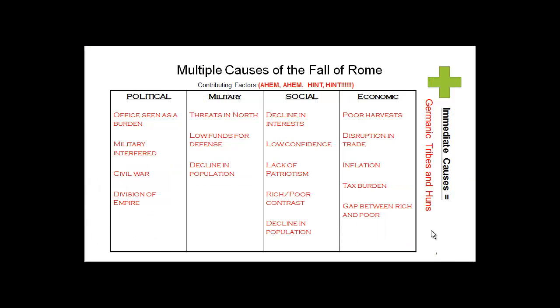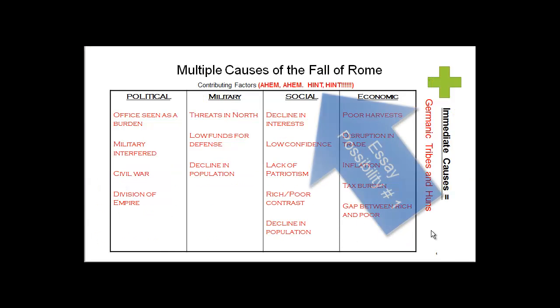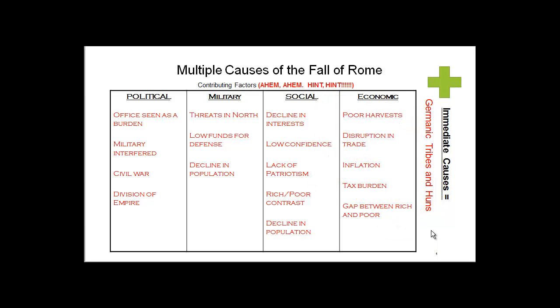You notice that this slide says multiple causes, and hint, hint, hint. Guys, this is one of the two possible essays for your exam. It's spread out here in a spreadsheet for you, and you should have a large copy of this slide on the back side of your cover sheet. So you might want to pull that out so that you have plenty of room to write.